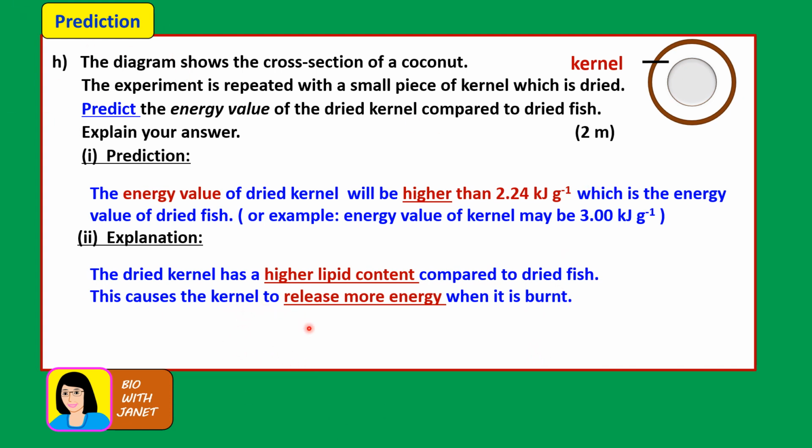It has a higher lipid content compared to dried fish. Okay, and also biscuit, but here it's compared to dried fish. So this causes the kernel to release more energy when it is burnt. Okay, because of its higher lipid content, lipid releases the most energy when it is burnt or when it's oxidized in the body compared to carbohydrates and proteins. Okay, lipid releases the most energy. So 1 mark for each explanation here.